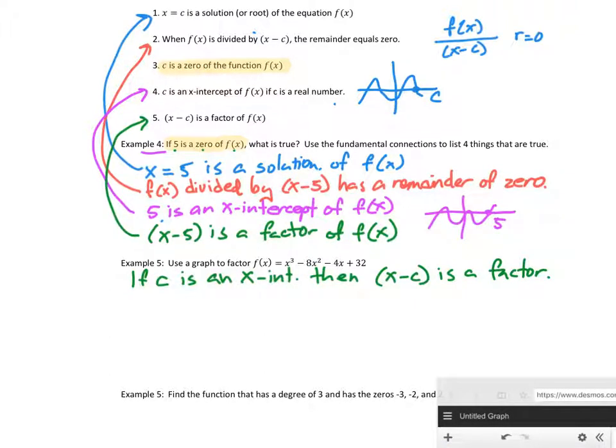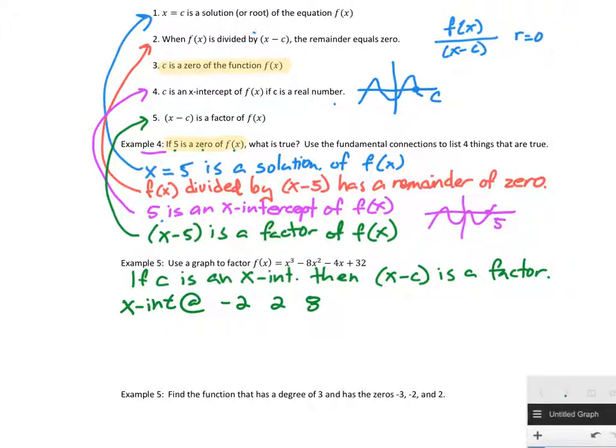We can see that we have x-intercepts at negative 2, 2, and 8. So we can use that to find a factorization, a linear factorization. So then we can say f of x equals, well, we just need to use this part now, x minus a negative 2 would be positive 2, times x minus 2, times x minus 8.